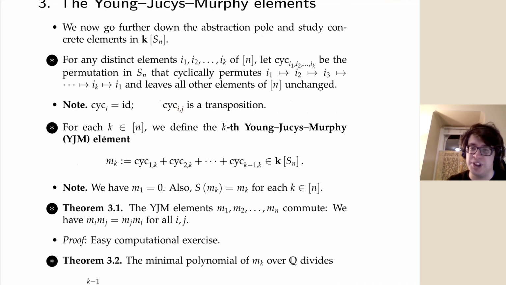And out of those transpositions, you can build the so-called Young-Jucys-Murphy elements, which I think most people here know, but they make for good background. Whenever you discover a new family of elements of the symmetric group algebra, I think it's always reasonable to compare them to Young-Jucys-Murphy. So the k-th Young-Jucys-Murphy element is the transposition of 1 with k plus the transposition of 2 with k plus ... plus the transposition of k minus 1 with k.